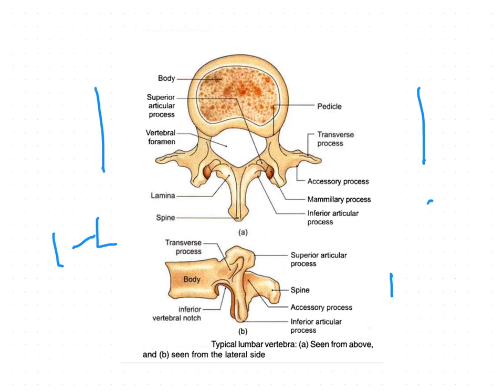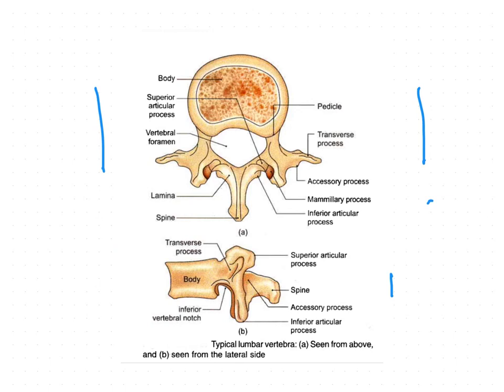And how can you identify the lumbar vertebrae? It can be identified by its large size and the absence of costal facets on the transverse processes or on the body also. That is, the absence of costal facets on the body, and also the absence of foramen in the transverse process.